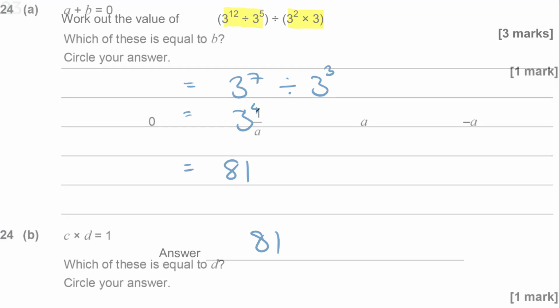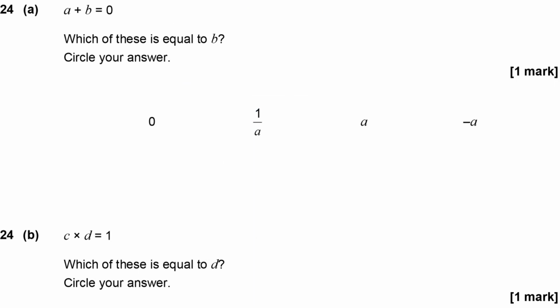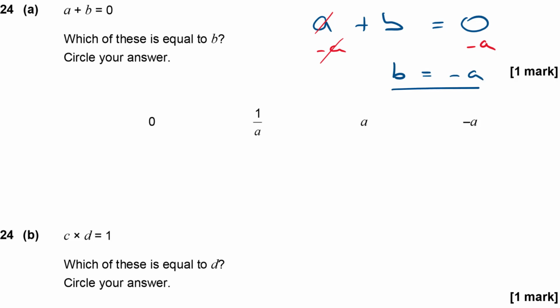Okay, done. 24a. We're given that a plus b is equal to 0. Which of these is equal to b? Circle your answer. Okay, what have I got? a plus b equals 0. If I want to get b by itself, then I'm going to have to subtract a from both sides, aren't I? So that a, subtract that a, they'll cancel out, leave me with b on the left hand side, and 0 minus a is just minus a. So b is equal to minus a, which is that one there.